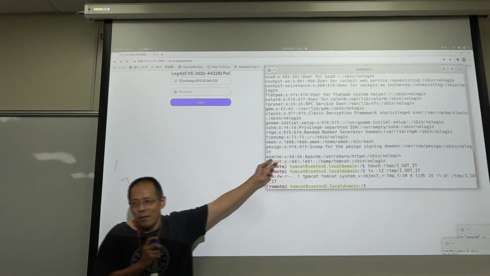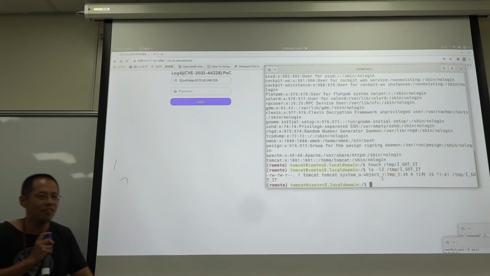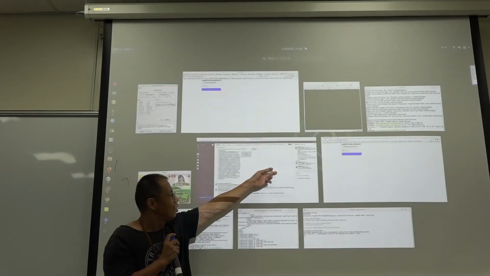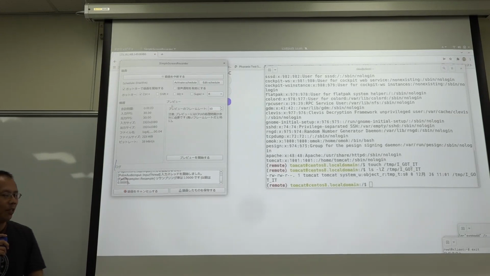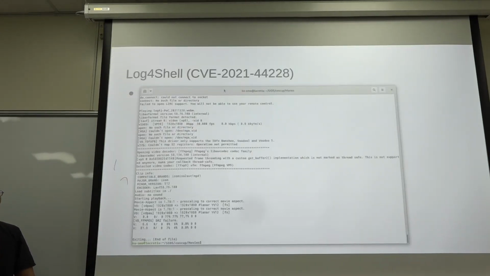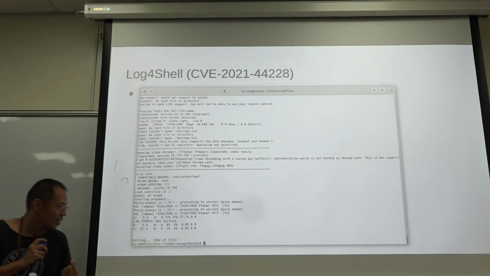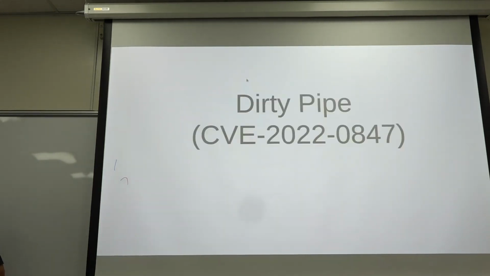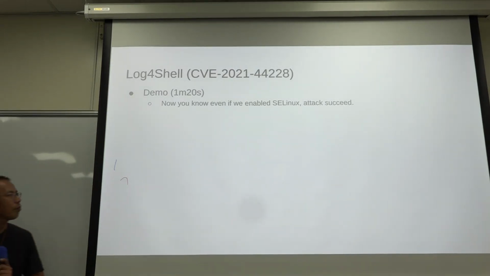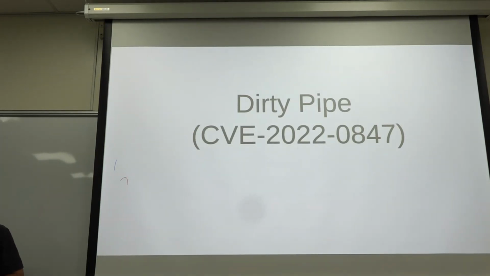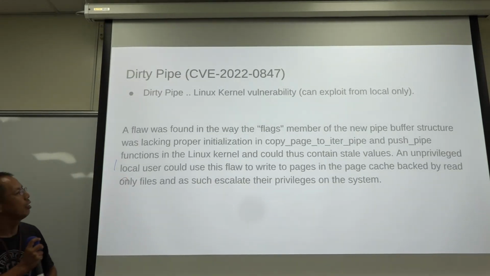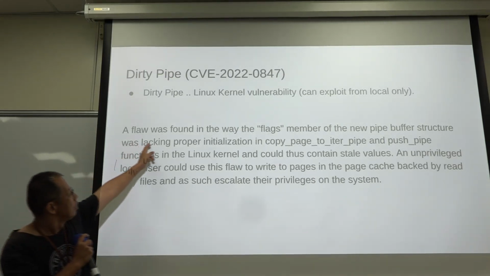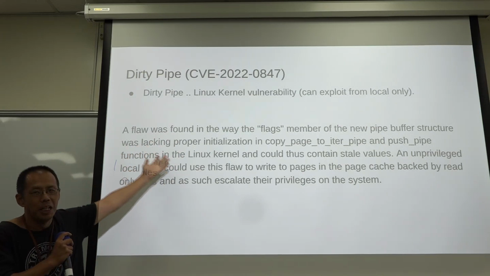Even if SELinux is enabled, you cannot prevent these vulnerabilities. SELinux is not useless, but sometimes it's useless. So even if you protect with SELinux, for sure it works. So for sure it is here, and also Dirty Pipe. Dirty Pipe is also a Linux kernel vulnerability.